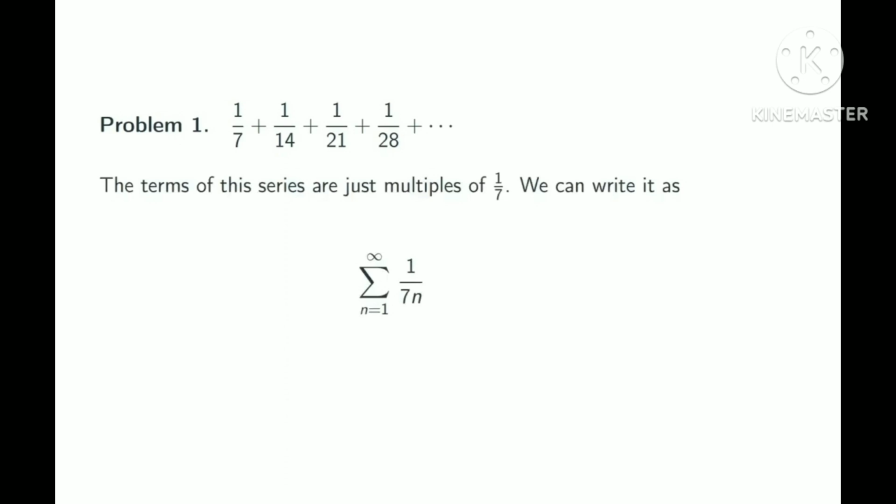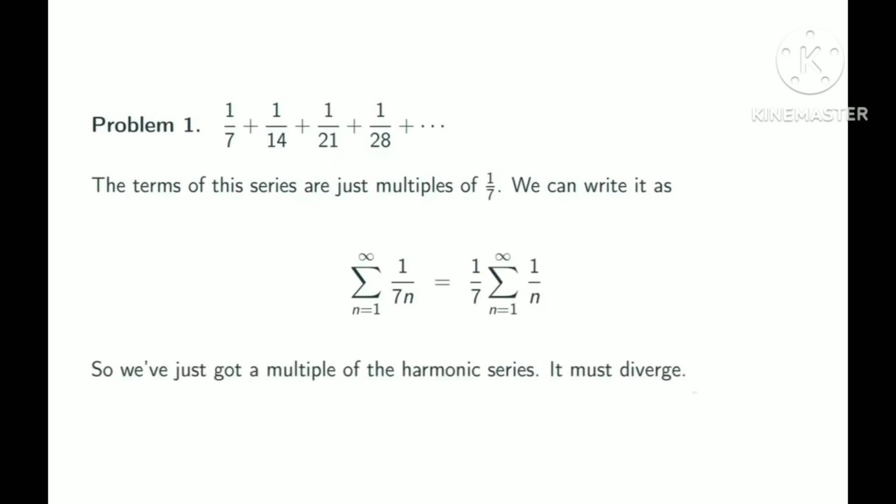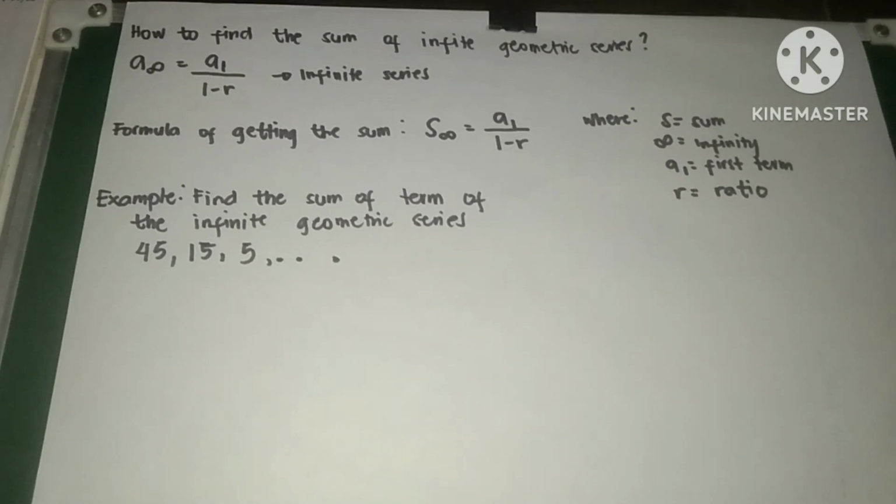So the sum from n equals 1 to infinity of 1 over 7n, so the denominators are going to be 7, 14, 21 and so on. Now that 1 over 7 can get factored out, I'm looking at 1 over 7 times the harmonic series, and of course that harmonic series diverges. So we've just got a multiple of the harmonic series, so our problem must diverge.